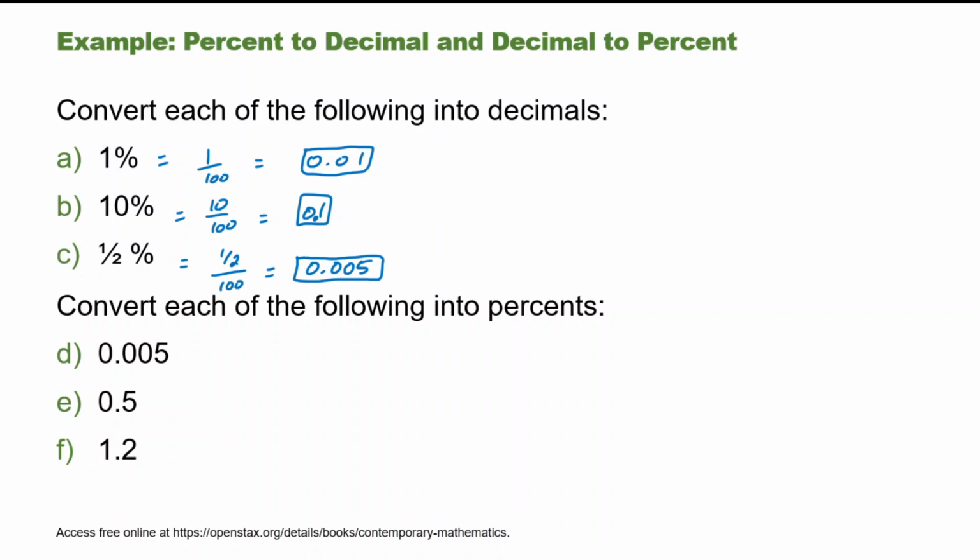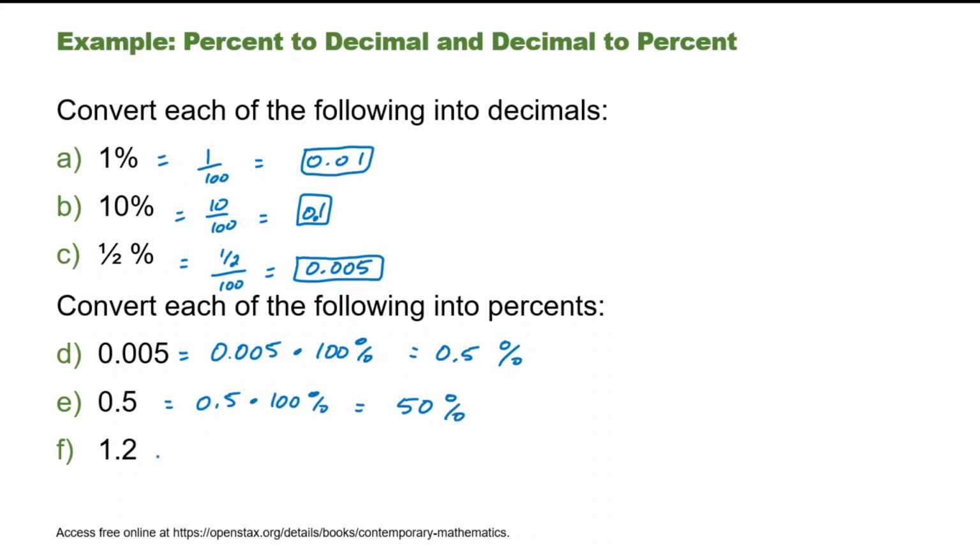Next, convert each of the following into percents. Part D, 0.005 is equal to 0.005 times 100%. If we multiply those together, we get 0.5%. Part E, 0.5. Well, 0.5 is equal to 0.5 times 100% again, so that this is equal to 50%.